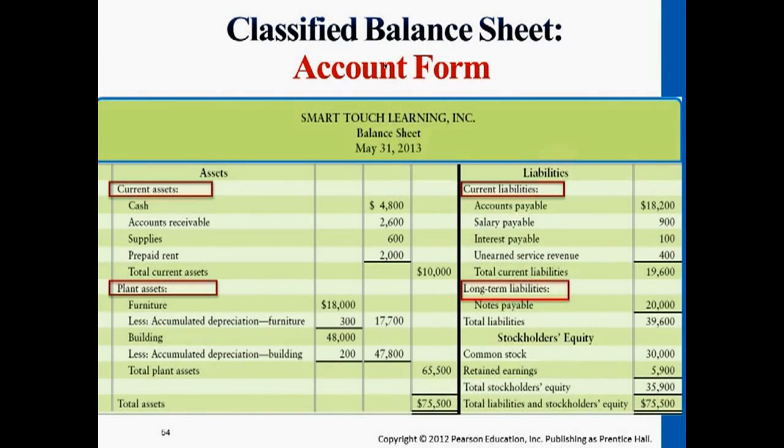We still have the left side assets, right side liabilities and equity. It's just that on the left side you see the current asset section and then the plant asset section. Plant assets and long-term assets are interchangeable terms, and current assets and short-term assets are interchangeable terms. So altogether you have current assets worth $10,000 and long-term assets worth $65,500. Current assets are the ones that can be converted into cash or will be used up within a year. In terms of liabilities, the current liabilities were $19,600.